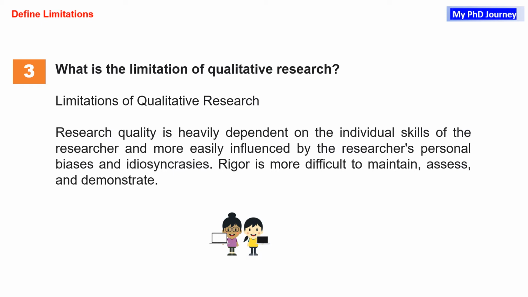What is the limitation of qualitative research? Research quality is heavily dependent on the individual skills of the researcher and more easily influenced by the researcher's personal biases and idiosyncrasies. Rigor is more difficult to maintain, assess, and demonstrate.